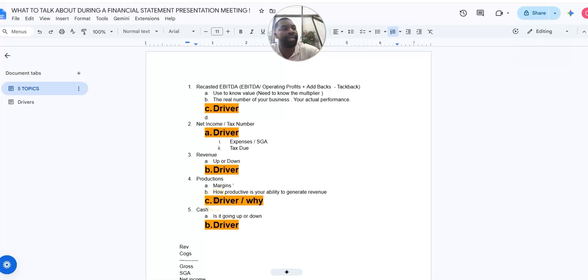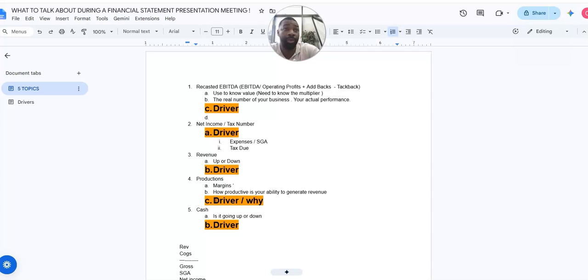So one of the things I like to talk about is the cash. And with the cash, I want to ask myself, is it going up or down compared to either last month or the same month last year? So we're in July now, so I would be comparing it against June, or I would be comparing it to July of last year.